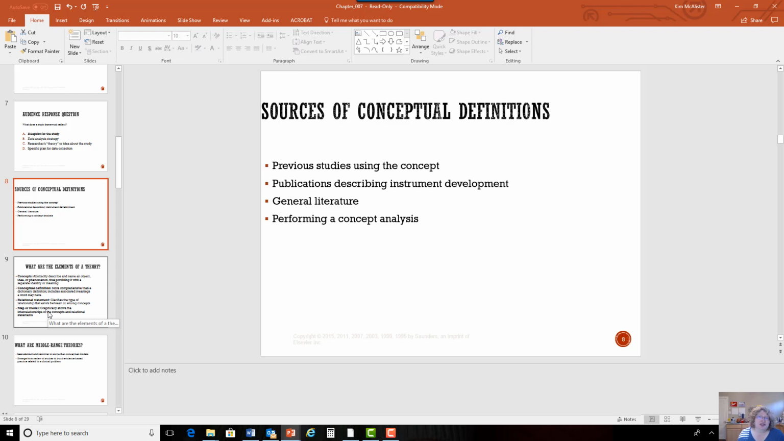So to find sources of conceptual definitions, as I said, you can search the literature for previous studies. You can also look for publications describing instrument development. Perhaps the study you're conducting is using an instrument such as a survey or some type of tool that has been used in other studies. You should be able to find the conceptual definitions in the literature that discusses the development of that tool. You also may be able to find it just generally in the literature, and you can also find it by doing a concept analysis.